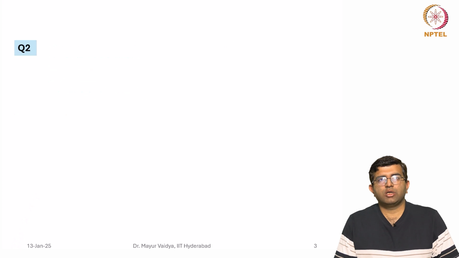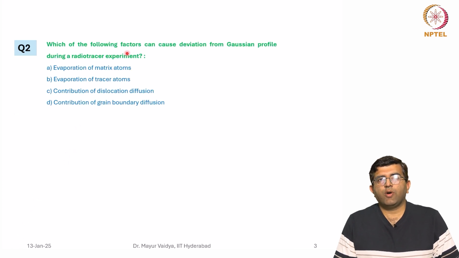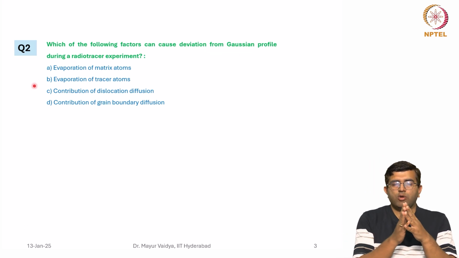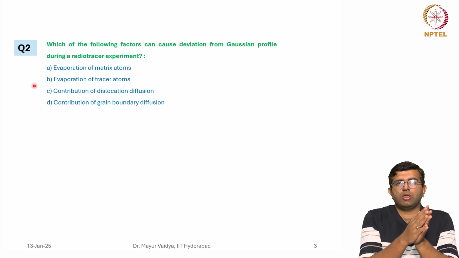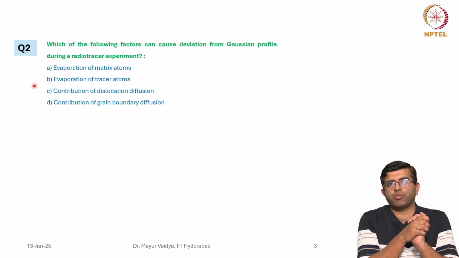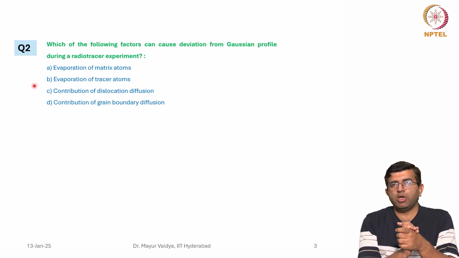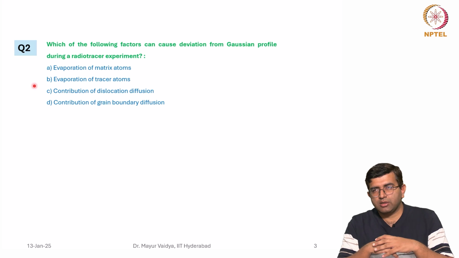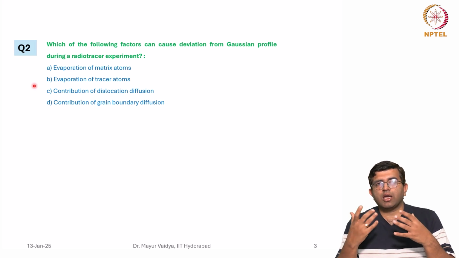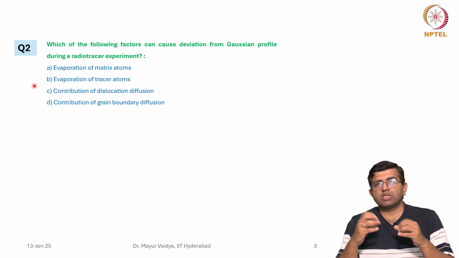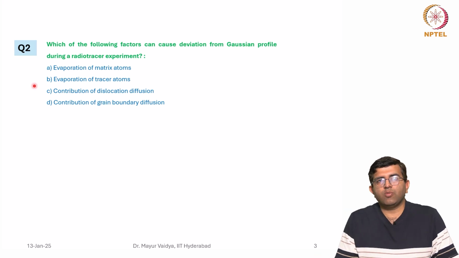Moving on to question number 2. Which of the following factors can cause deviation from Gaussian profile during a radiotracer experiment? We talked about that when you have the thin film condition, usually the expression that you obtain for the diffusion is C equal to C naught exponential minus x square by 4Dt. That is the standard expression. But if you have certain factors involved, then you have a deviation in this Gaussian profile. So, let us see which of the options are correct.